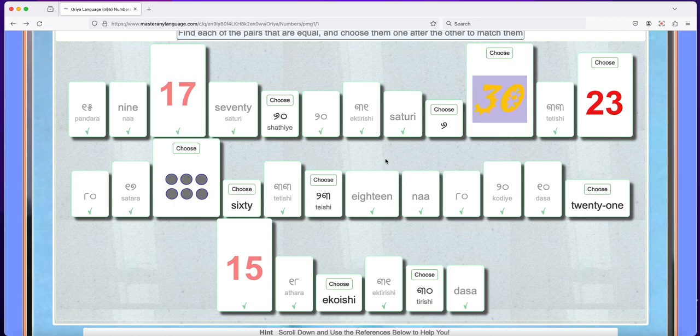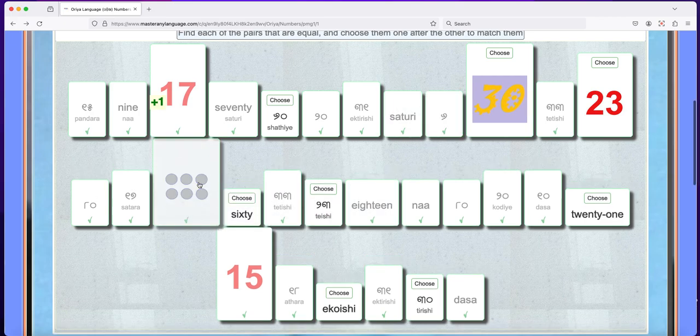Okay. 60. Shatiye. Shaha was 6, wasn't it? If this is 6, I see this would match here. And then this would be 60 Shatiye. I don't see that anywhere else. I'm going with that one. 6. Yep. Then Shatiye is 60, I guess. 60. Yep.